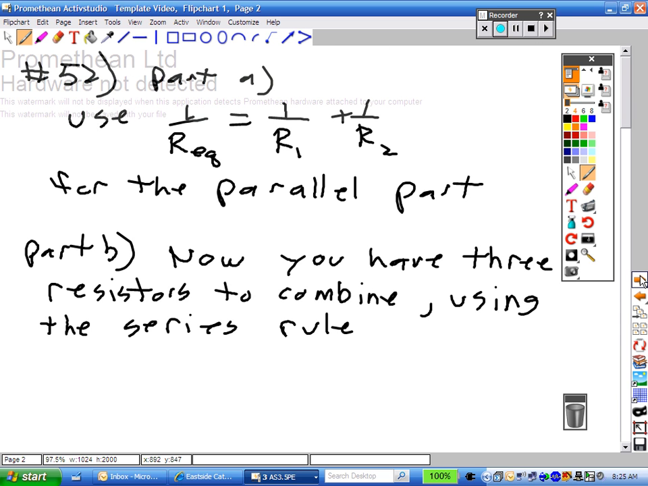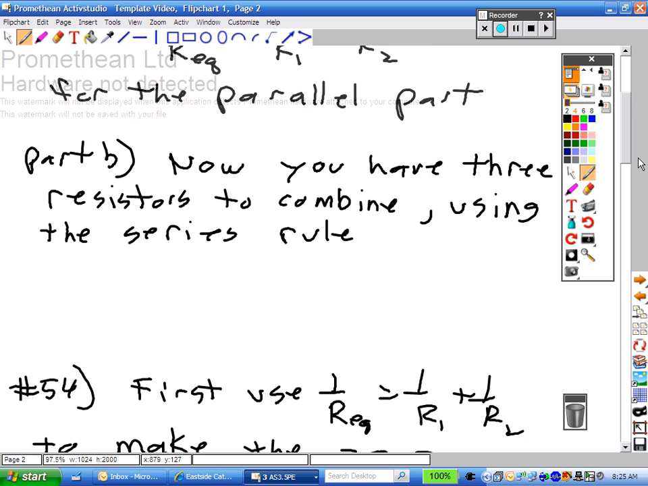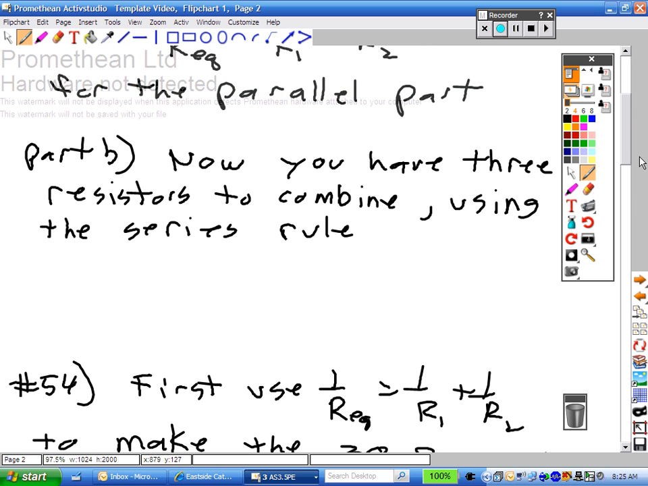Part A has an equivalent circuit. So again, you're going to use the 1 over the equivalent resistance equals 1 over R1 plus 1 over R2. That's for the parallel part. So that should help you with part A. For part B, you now have 3 resistors to combine using the series circuit rule.